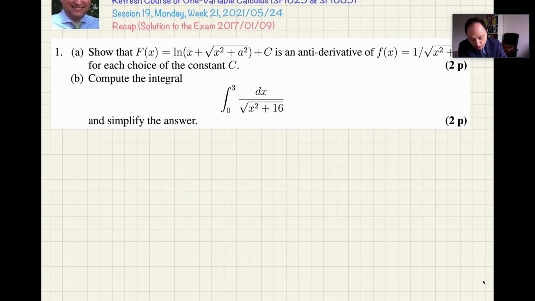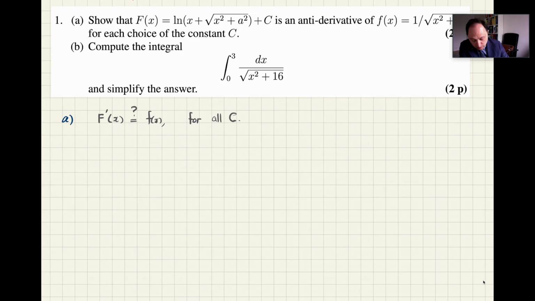Okay, so if you want to solve this problem, part A, I think it would be easier to use derivative and the definition of antiderivative. This capital function is an antiderivative of this function if I can show its derivative is equal to f of x. Yes, so I would say that I calculate F prime of x and show that this F prime of x is equal to f of x for all c. If I can show this, it means that I am done with the first part.